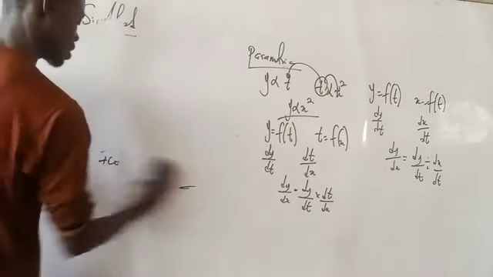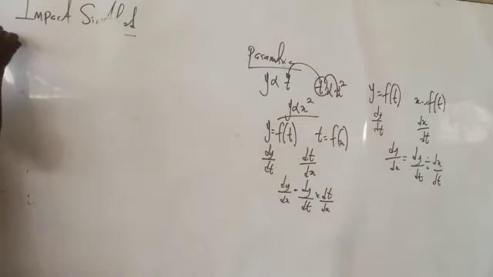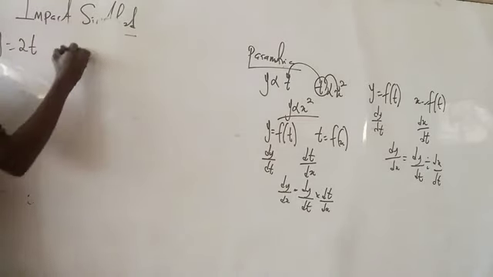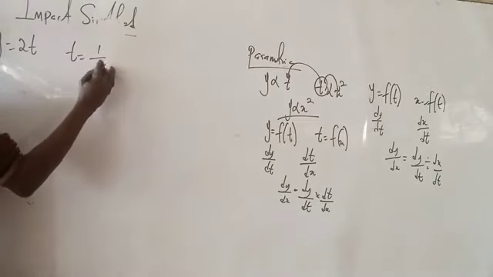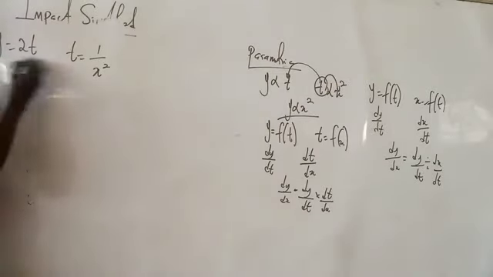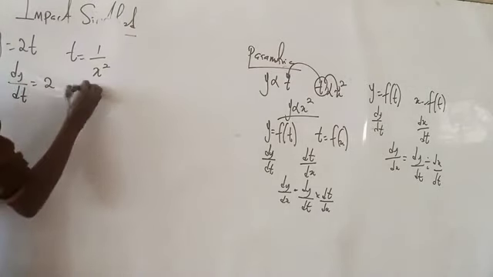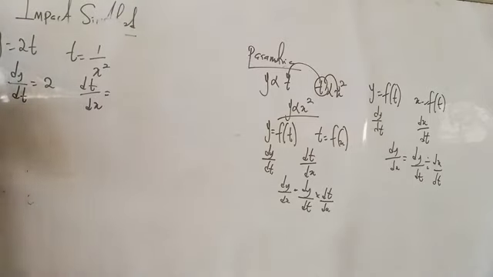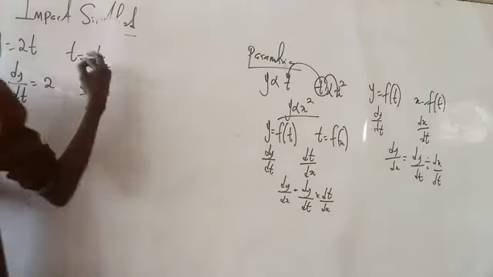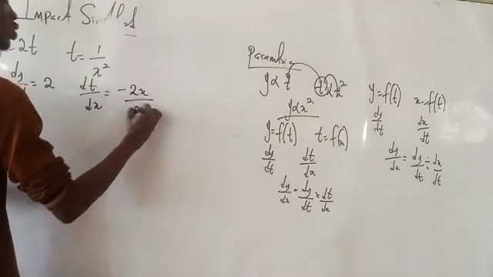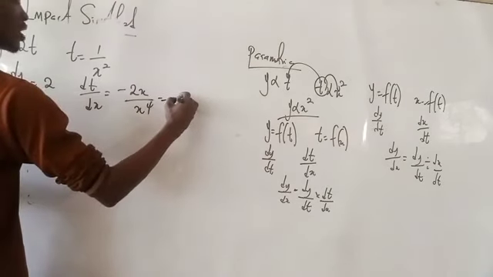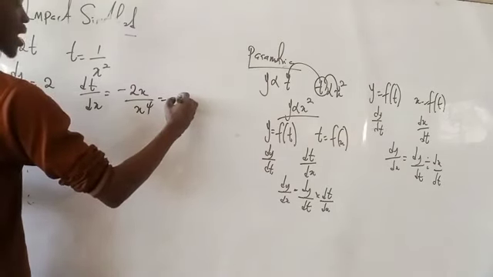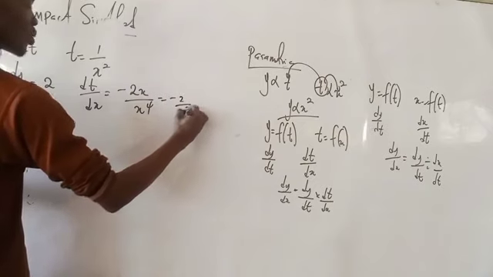Now let's look at some questions under the parametric equation. We have y is equal to 2t, and let's say t is equal to 1 over x squared. They are asking us to get the value of dy/dx. So we are going to differentiate this. We have dy/dt is equal to 2. If you differentiate this, we have dt/dx. We don't have to stress ourselves here because it is a reciprocal function, and that will give us minus 2x over the square of the denominator, which is minus 2 over x cubed.